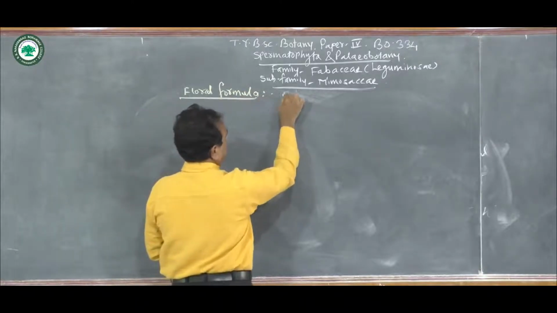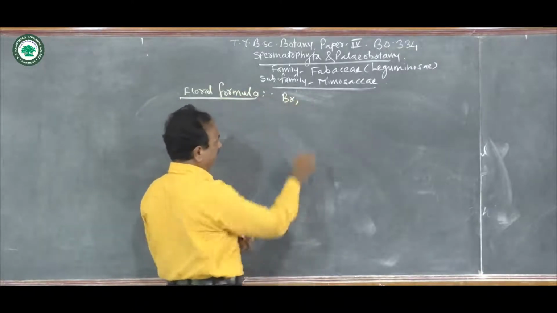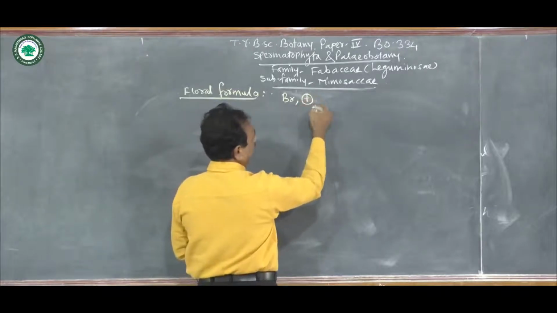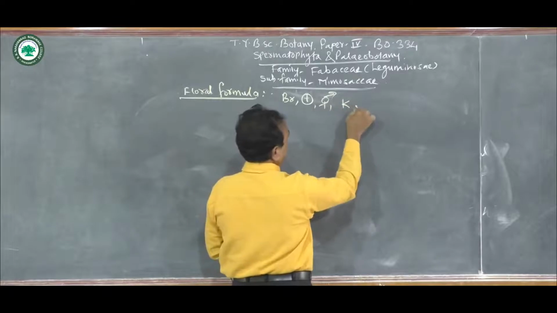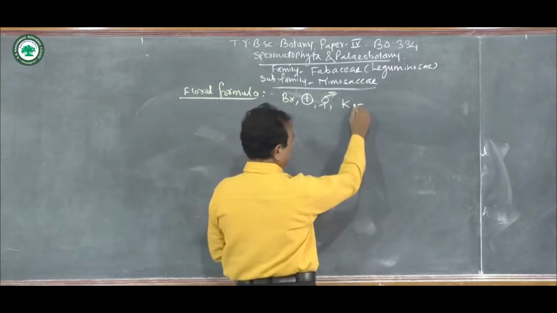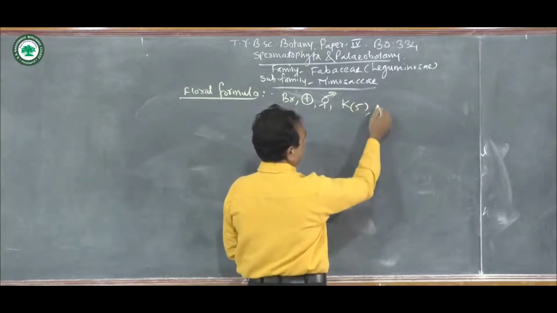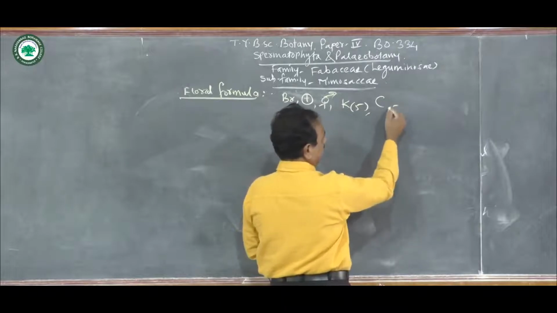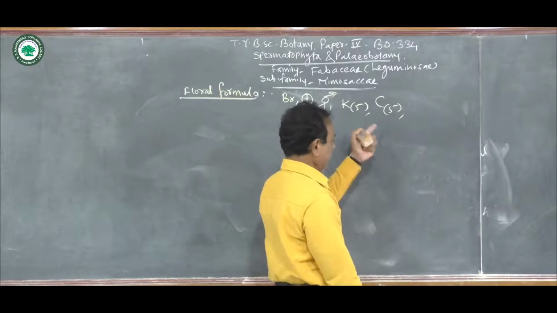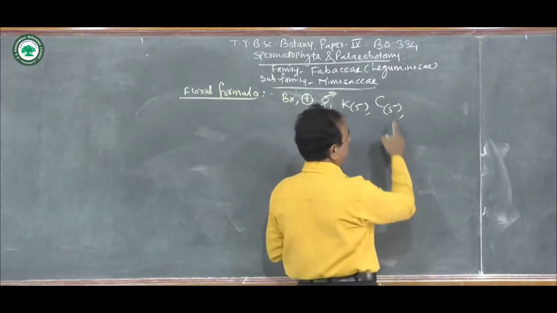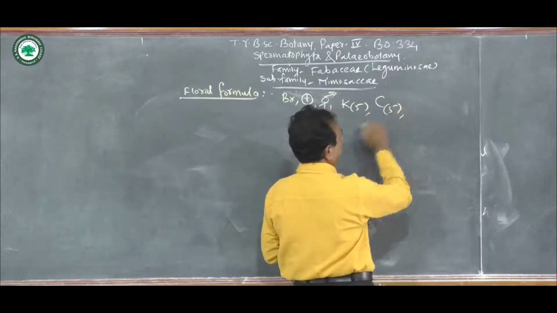So the flowers are bracteate, actinomorphic, bisexual. Calyx: sepals 5. The sepals are united, so called gamosepalous. Corolla: petals 5. In Acacia nilotica they are united. In some plants they are free, but here they are united.